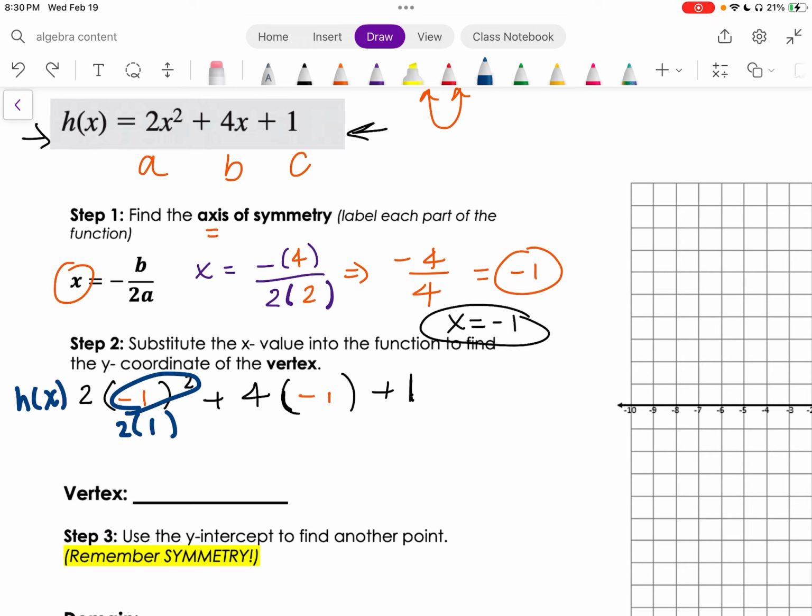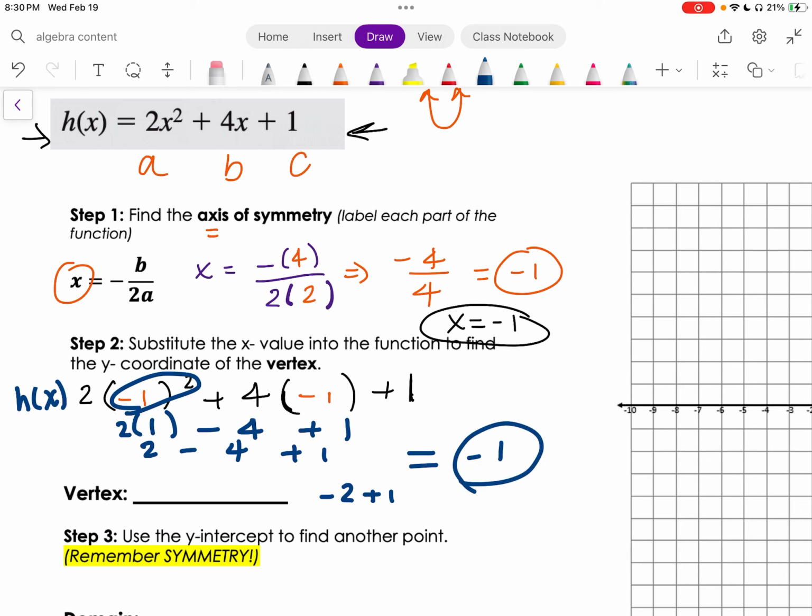Then we have 4 times negative 1. I'm going to go ahead and just put minus 4 and then plus 1. 2 times 1 is 2, minus 4, plus 1. And we're just going to solve. So 2 minus 4, that's going to give us negative 2. Negative 2 plus 1, that's going to give us negative 1.